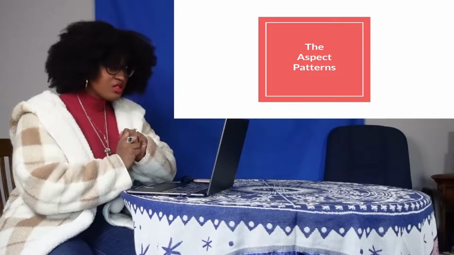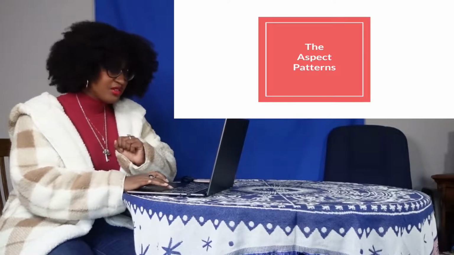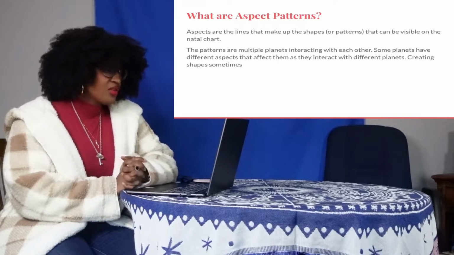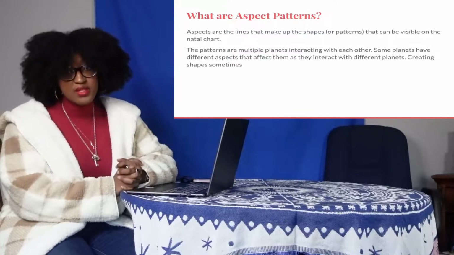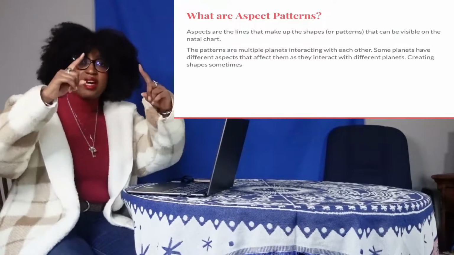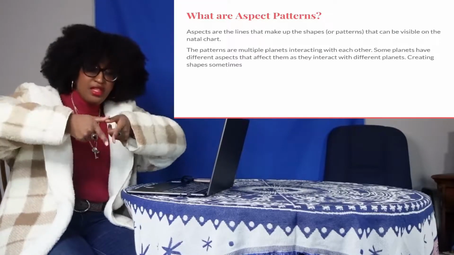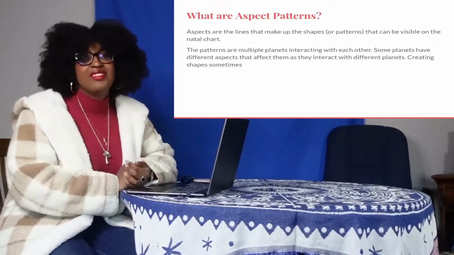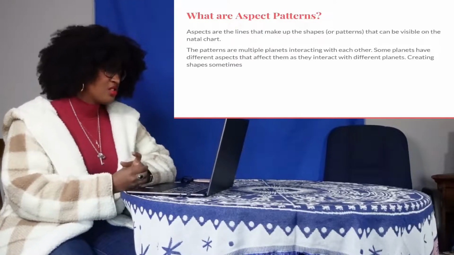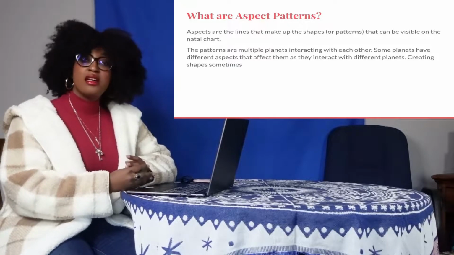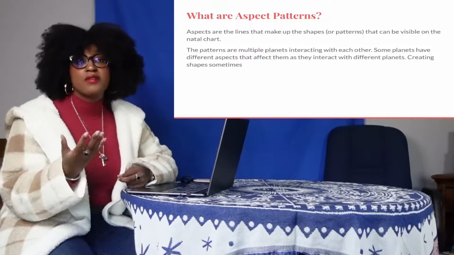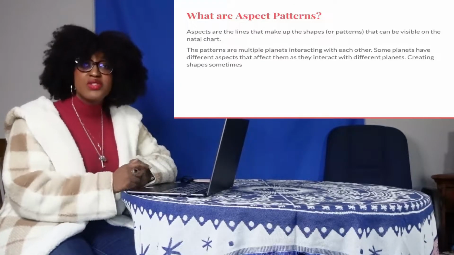So let's talk a little bit about the aspect patterns. You're probably wondering, what are the aspect patterns? Well, they're lines, as I said, that make up shapes in the chart. You could have a triangle, or a kite, if you know what a kite looks like. It's like this at the top and then like that at the bottom, like an elongated diamond. That's a good way to describe a kite. And I also mentioned when we had the lunar eclipse that there was a yod, or finger of God pattern. Well, I'm also going to be talking about that.